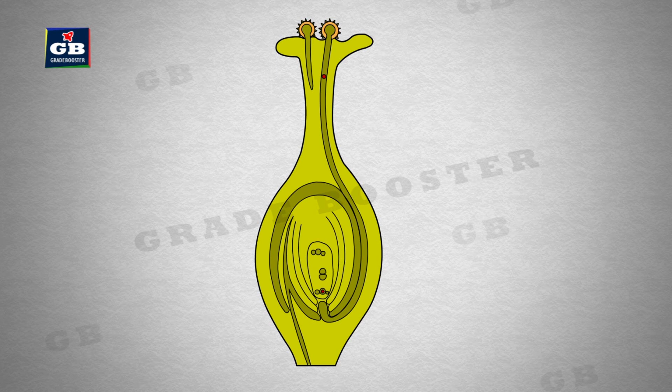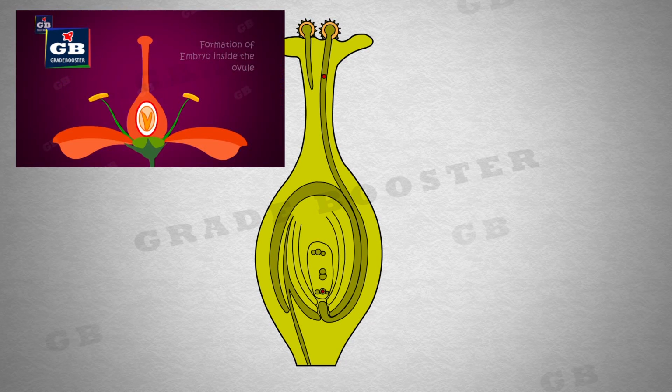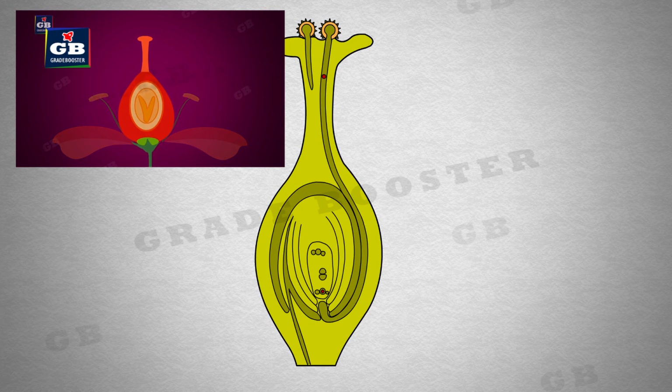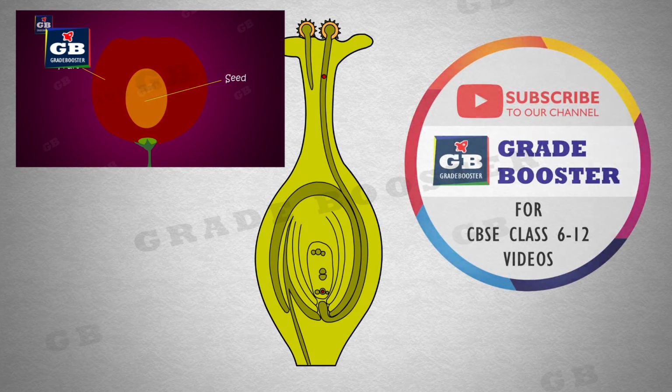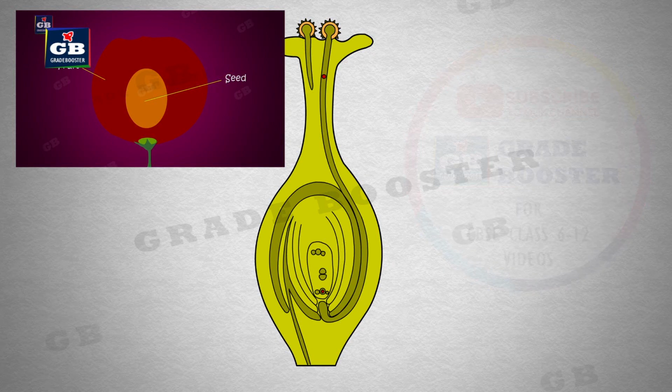After fertilization, the zygote divides several times to form an embryo within the ovule. The ovule develops a tough coat and is gradually converted into a seed. The ovary grows rapidly and ripens to form a fruit. Meanwhile, the petals, sepals, stamens, style and stigma may shrivel and fall off.